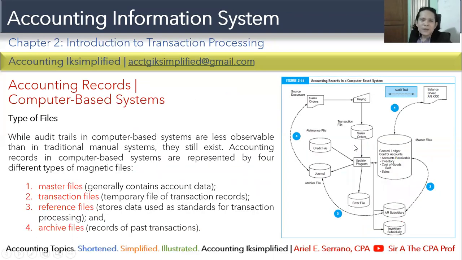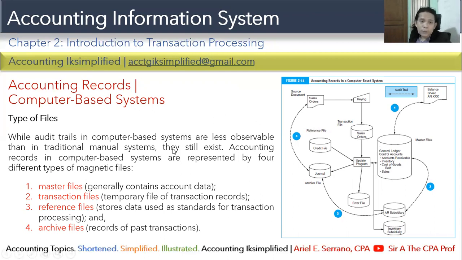Okay. Now, papaano naman sa isang computer-based system? Sa computer-based system kasi, while audit trail ay less observable, pero nangyayari pa rin po yan, no? At kahit na computer-based yan, kinakailangan na ma-maintain pa rin yung audit trail. Otherwise, magkakaroon tayo ng issue kung hindi yan traceable. Kasi dapat yung isa sa mga purpose na itutulong ng computer-based accounting system is the traceability. Merong audit trail kasi mahihirapan yung pag-perform ng audit function.